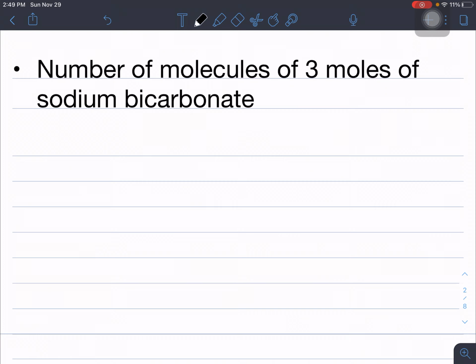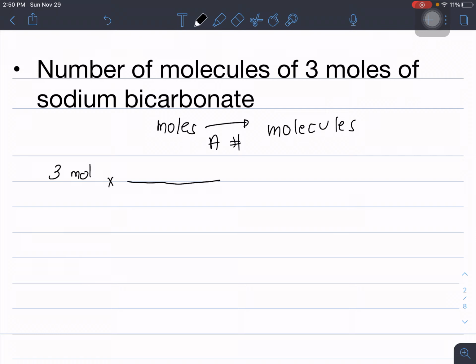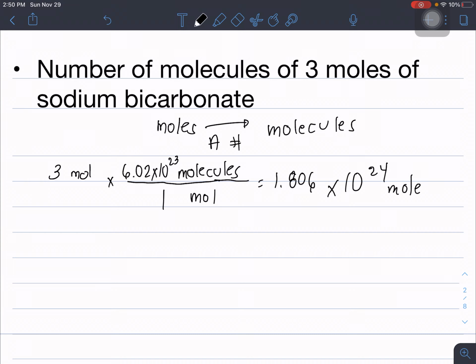So, let's get the number of molecules of 3 moles of sodium bicarbonate. From moles, we should get the number of molecules. And again, to find the number of molecules, we will be needing Avogadro's number. So, this is 3 moles, and we would like to place moles at the denominator position and molecules at the top position, and for every 1 mole, there are 6.02 times 10 raised to 23 molecules, okay? So, this is equal to 1.806 times 10 raised to 24 molecules. Okay, the unit is molecules. As you can see, we canceled out moles here.